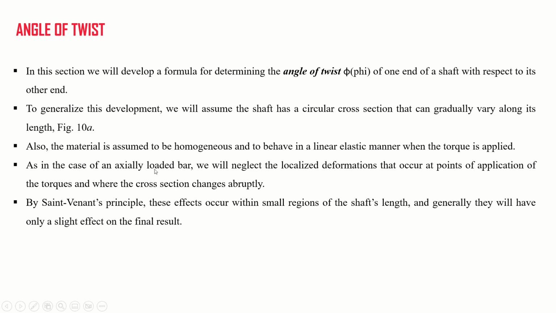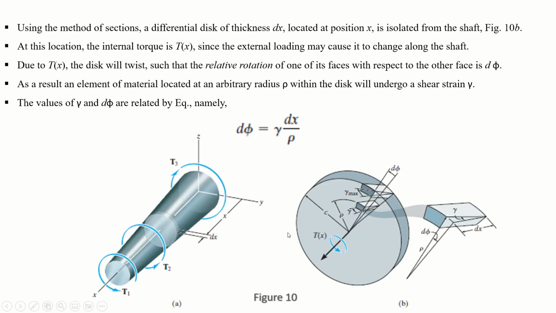As in the case of an axially loaded bar, we will neglect the localized deformations that occur at points of application of the torques and where the cross-section changes abruptly. Now, why are we making this assumption that we will neglect the localized deformation? Because by Saint Venant's principle, these effects occur within small regions of the shaft's length, and generally they will have only a slight effect on the final result. Therefore, we will neglect these localized deformations, right?